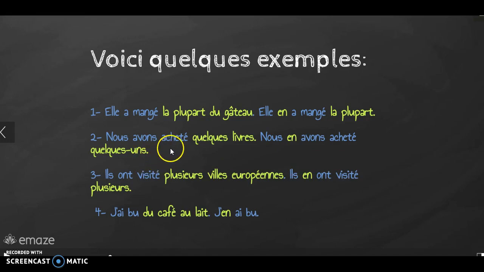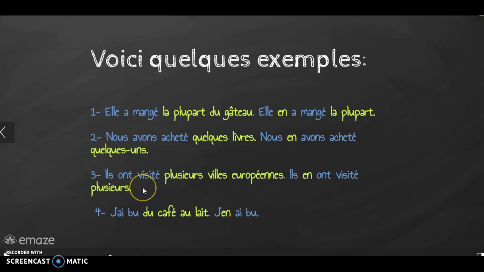The second example, nous avons acheté quelques livres. We bought a few books. Again, I'm going to replace livres by en. Nous en avons acheté. And also here I have an expression of quantity that indicates how many books we bought. Alors, I'm going to put that expression of quantity here also at the end of my sentence. Nous en avons acheté quelques-uns. And un is added after a hyphen to refer to the books. Books is here a masculine plural noun, so I use un. If the noun I had replaced here was feminine plural, I would use une, d'accord?